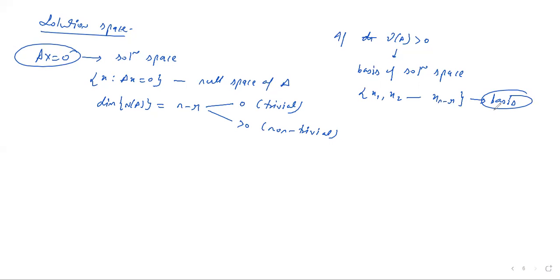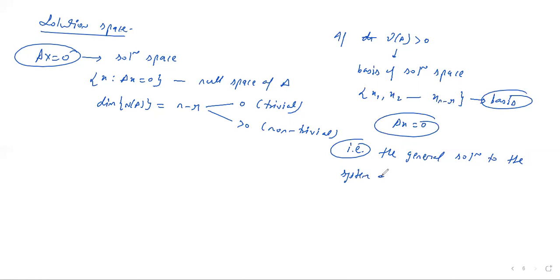Now as these are the bases of the solution space, any solution of Ax equals 0 can be written as a linear combination of these basis vectors, by the property of basis. From this we say that the general solution to the system of equations will be of the form sigma i equals 1 to n minus r of lambda i xi.